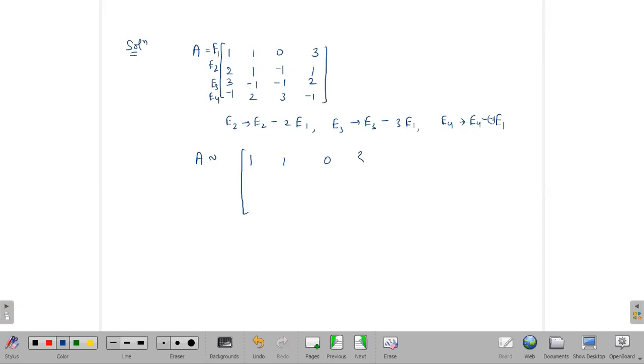1 1 0 3 will be as it is. 0 0 0. So these entries will also change. Minus 1, because 1 minus 2 is minus 1. That will not affect. 1 minus 2, minus 5. And here minus 1, minus 3, minus 4. It is minus 1 only. So 2 minus 9, minus 7. 2 plus 1, 3, 3, and then 2.